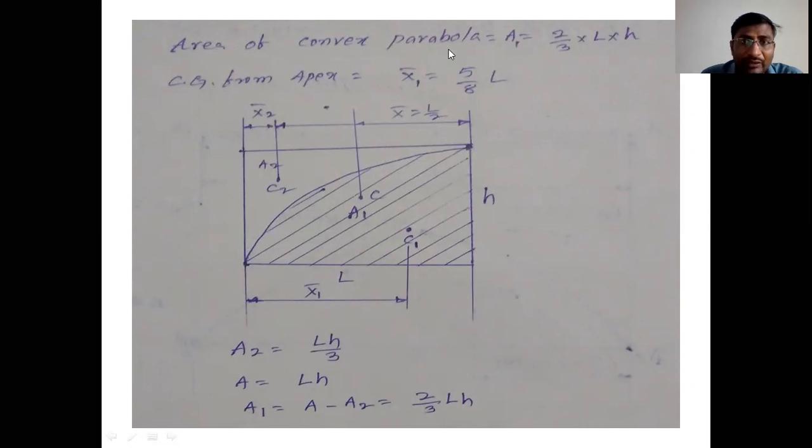Okay. Area of convex parabola is equal to A1. This is A1, 2/3 of LH. And the center of gravity from the apex is x1 bar. This is the x1 bar. How to get this 5 by 8 L? So A2 is LH by 3. This concave parabola area is LH by 3 and the total area is LH. Therefore, we can get the area of convex parabola A1 equal to A minus A2, 2/3 LH. Already I said that.